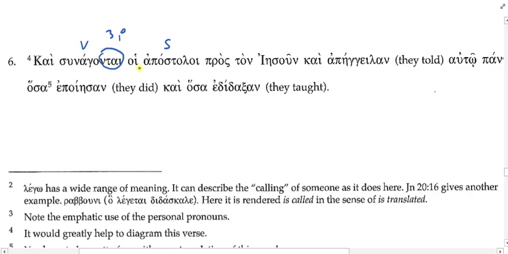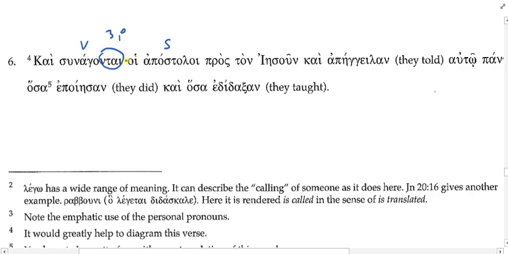It's sunagō. So when I see a middle passive ending, I need to ask myself, is this the kind of verb that can have a passive meaning? And it can, because you can gather something. So that could mean things are gathered, right? If you can gather something with a direct object, then that direct object could become the subject of a passive verb. Something was gathered or is gathered. So the apostles are gathered.